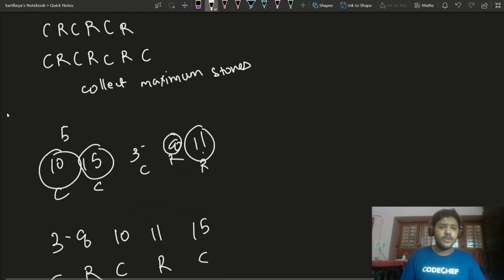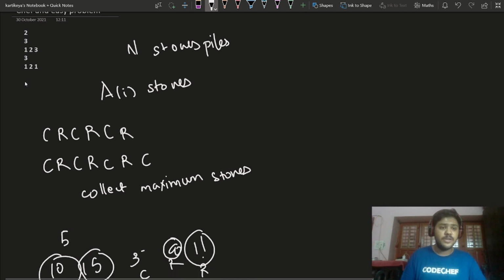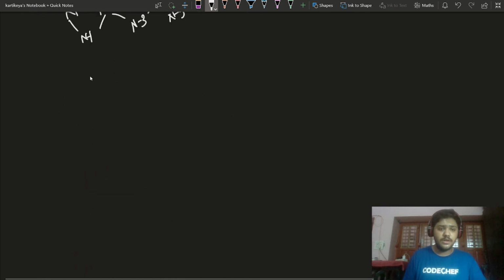Now let's solve it for the given sample test cases, which is 1, 2, and 3 and 1, 2, and 1. Okay. So in this sample test case, the array is already sorted in increasing order. So it would be chef, Roma, chef. What is the number of stones that chef got? 3 plus 1, which is equal to 4.